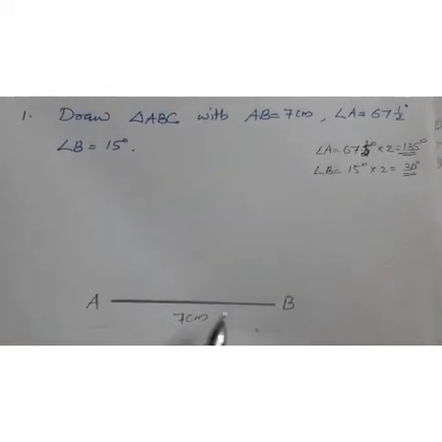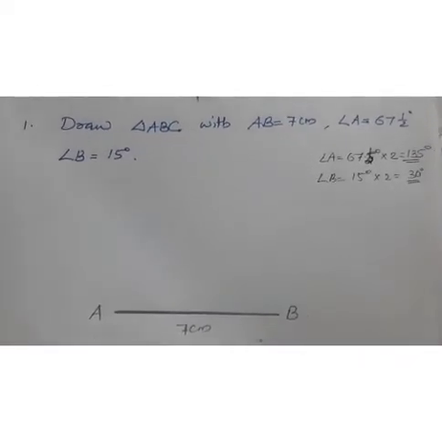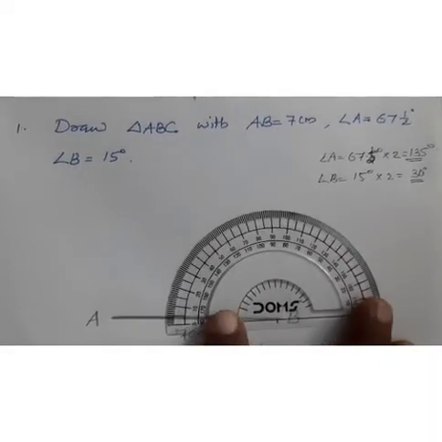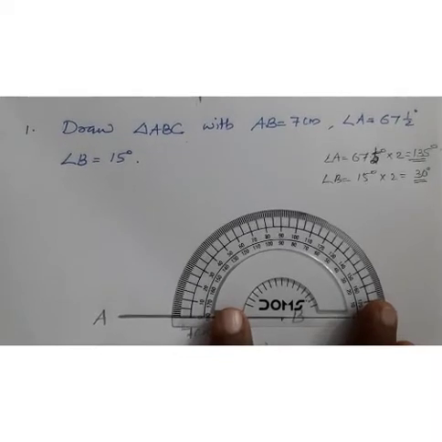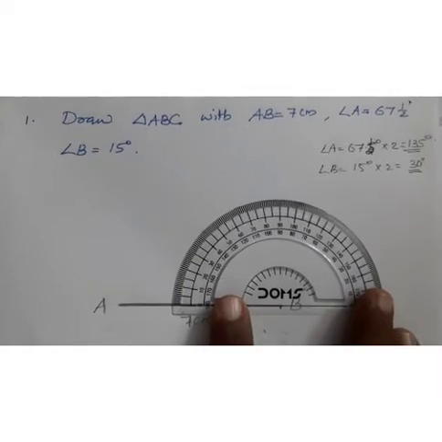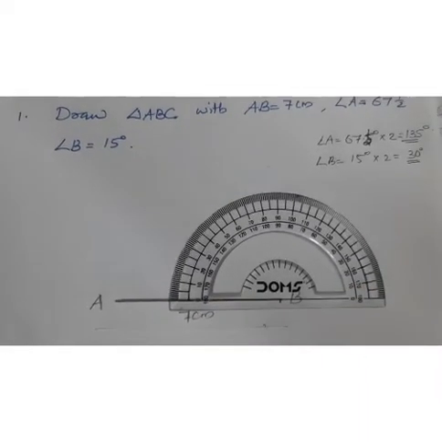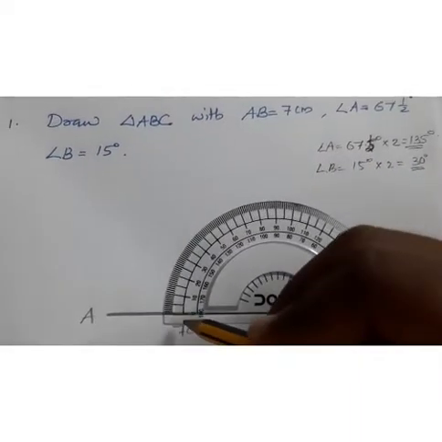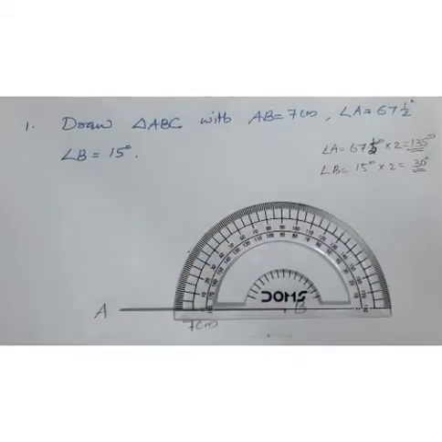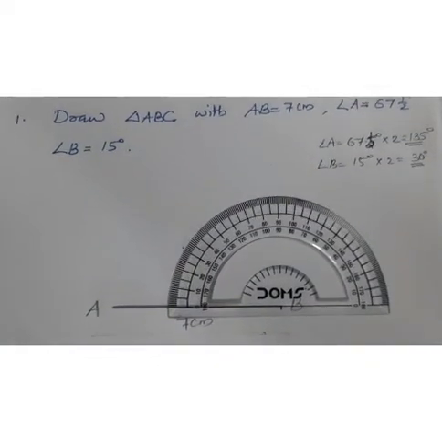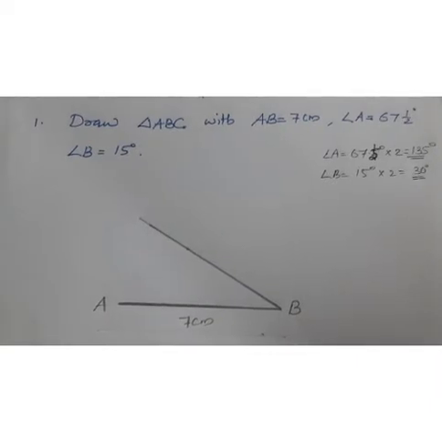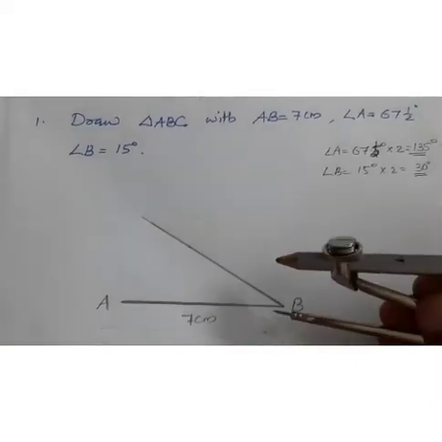So from angle B you have to take 30 degrees. Using the protractor you have to mark a 30 degree angle. Keep it in the correct position. Then from 0 to 30 is the point. Then draw the 30 degree line.